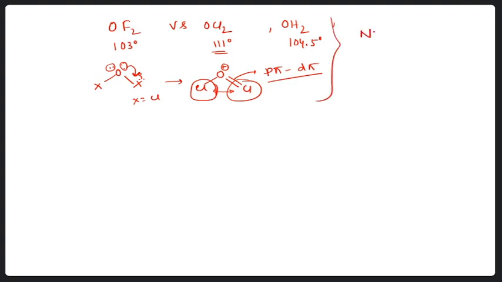Another very important example: NO2 plus, NO2 and NO2 minus. Here we say that it is 180 degrees because it is linear. When it is NO2 plus, it is linear, 180 degrees. But when it is NO2, you see that it is 134 degrees. But when it is NO2 minus, what happened? You have to draw the picture. So it is about 115 degrees.